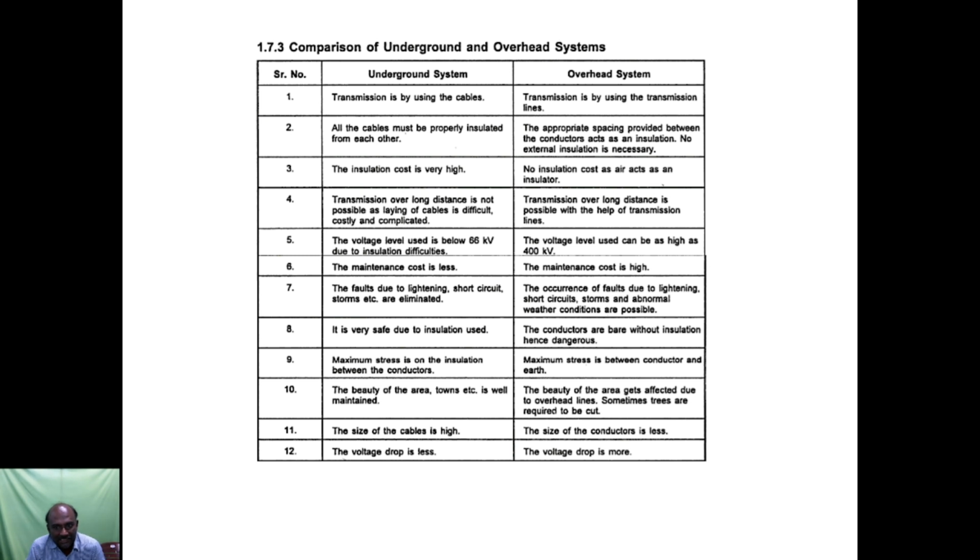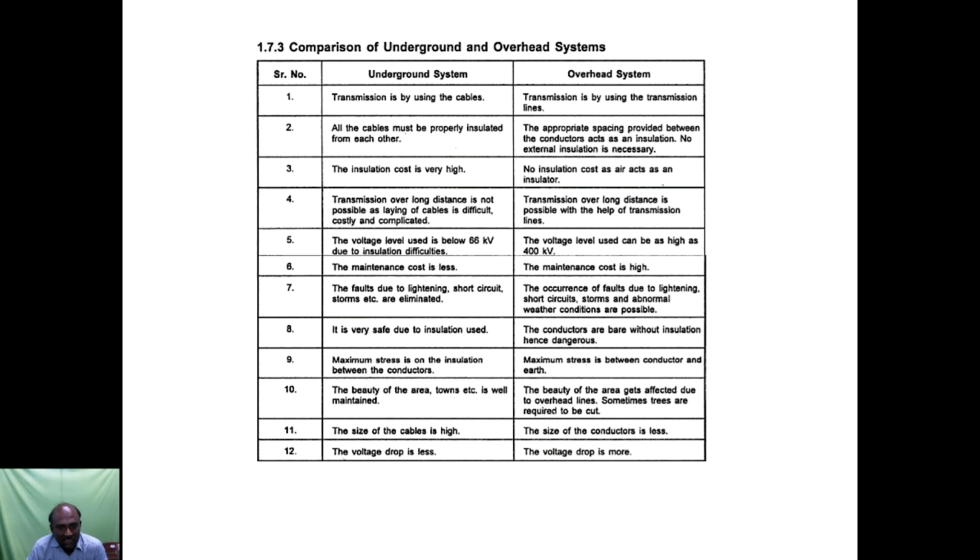In overhead, there is no insulation cost as the air acts as insulator. So here we are using the insulating property of the air, with no additional insulation cost. Transmission over long distances is not possible underground as laying of cable is difficult, costly and complicated. So only for a particular area, a particular distance, can we provide underground. But in the overhead transmission system, we can transmit the power over very long distances.